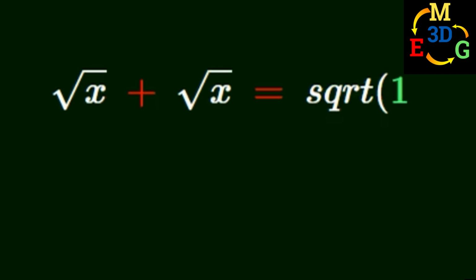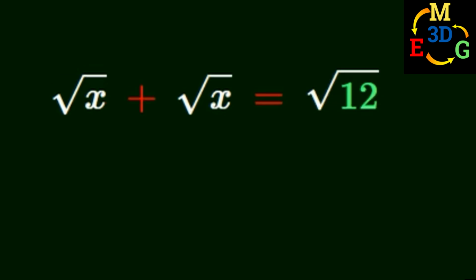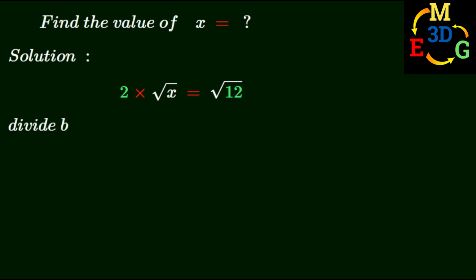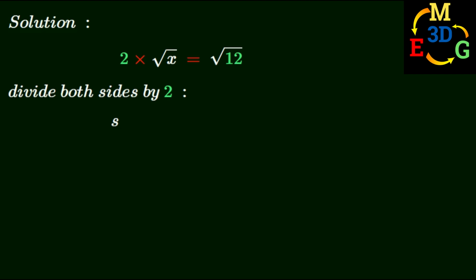The equation is square root of x plus square root of x equals square root of 12. First, combine like terms on the left. So 2 times square root of x equals square root of 12. Next, divide both sides by 2 to isolate square root of x. Square root of x equals square root of 12 divided by 2.